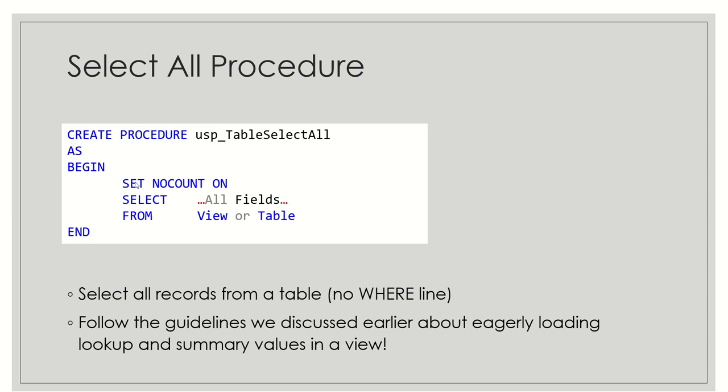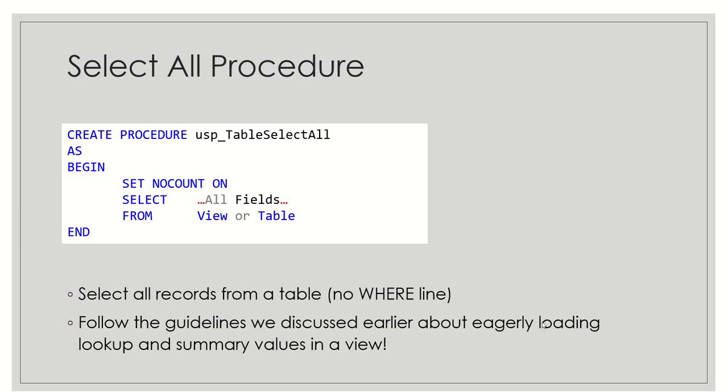When we're doing a select procedure, we set no count to on, and we would select all the fields from either the view or the table. So if, for example, we were to make this for our employee table, if we have a view that encapsulates employees, we can use that, or we can use the table directly. You want to make sure that you select all the fields from that view or table. However, you have two options here. You can either do select star, or you can list all the fields by name.